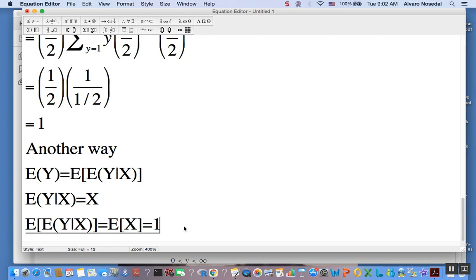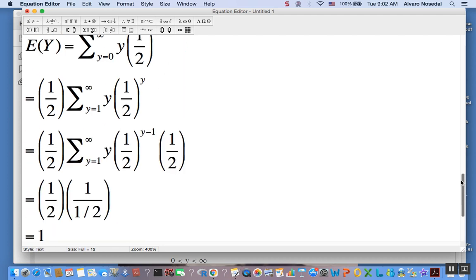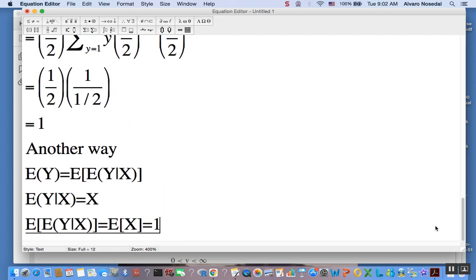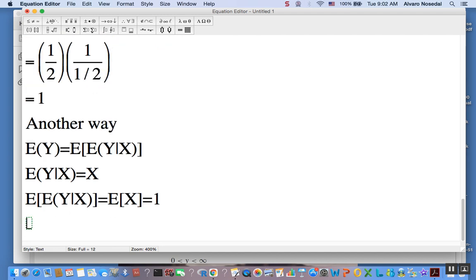But in this case we did it very quickly. See that we didn't need the marginal of y to find this. We didn't need to use the definition of expected value to find this. So anyway, that's an application of that theorem we talked about.